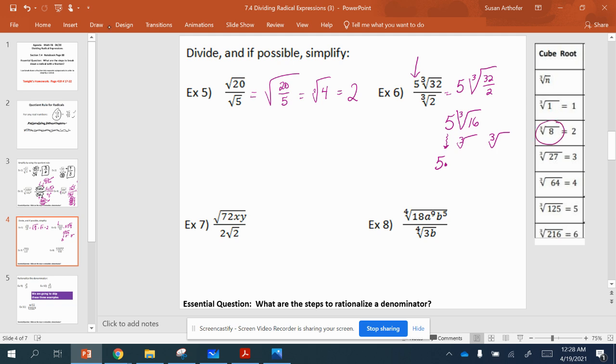Well, I can break up 16 into an 8 times a 2. And I can do the cubed root of 8. So right here, cubed root of 8 is a regular 2. And then cubed root of 2 just comes down because I can't reduce it. And now I have to do that 5 times 2. So my final answer is 10 cubed root of 2. So if there's a plain number on the outside, you're just multiplying whatever you get in the final answer by 5.